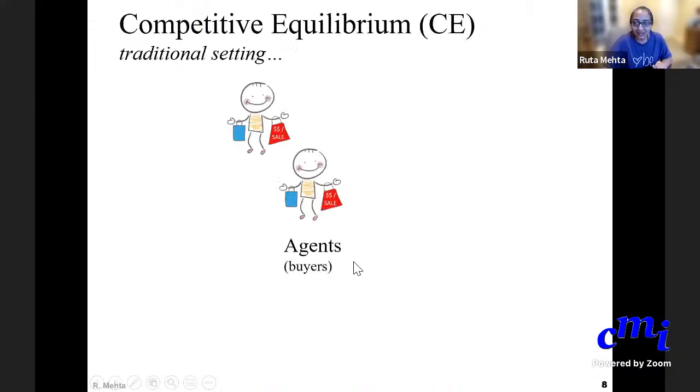Okay, so let me tell you what competitive equilibrium means. The other name for competitive equilibrium is market equilibrium. So basically we have to talk about markets.